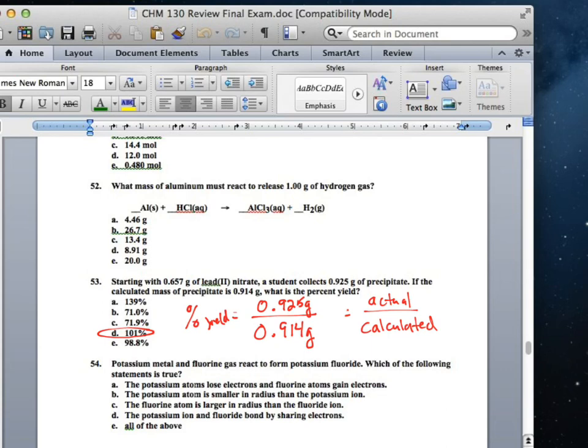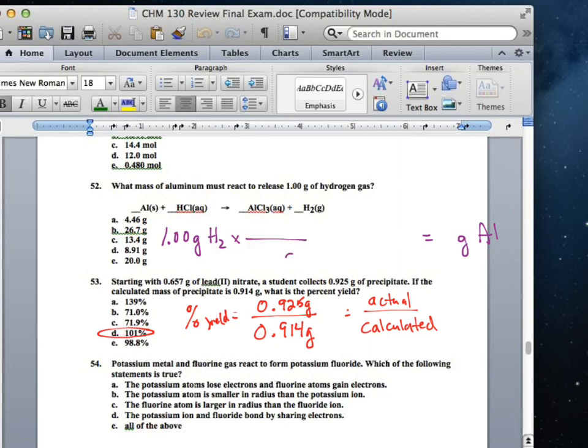52. What mass of aluminum must react to release 1 gram of hydrogen gas? This is a really long question, but we'll solve this as our last one. So what units are we looking for our answer? Grams of aluminum. What did we start with? 1 gram of hydrogen gas. What's our formula for hydrogen gas? H2. Let's come back to that statement in just a second.